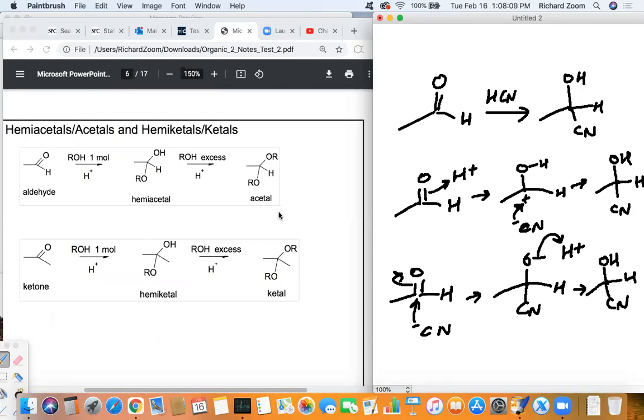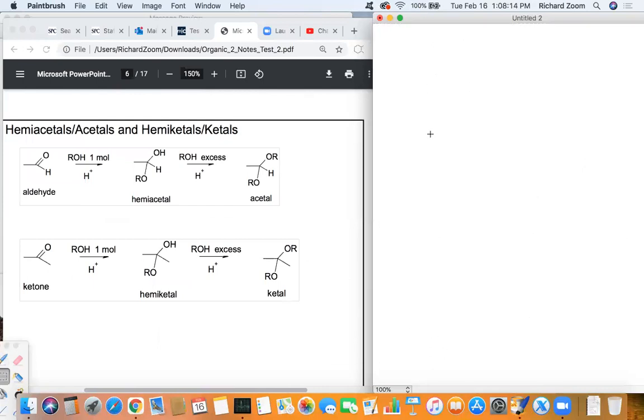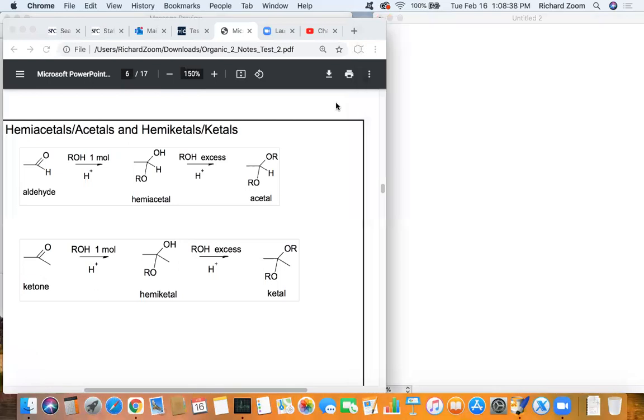Okay, so we're going to now look at reactions of hemiacetals, acetals, and hemiketals and ketals. This is something that's fairly important when we're dealing with carbohydrate chemistry, and we're looking at the reactions of glucose and cyclizing and uncyclizing glucose. So let me show you an example of that.